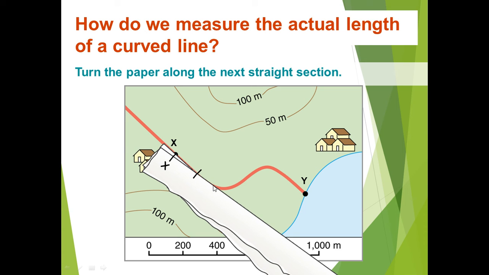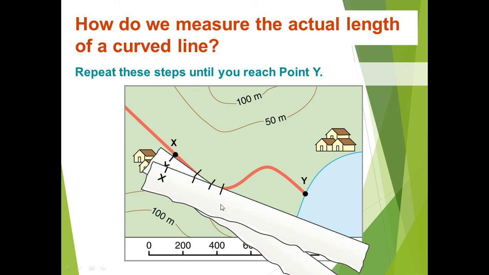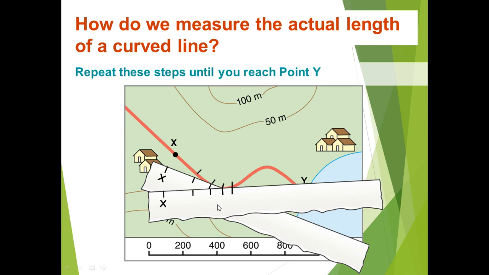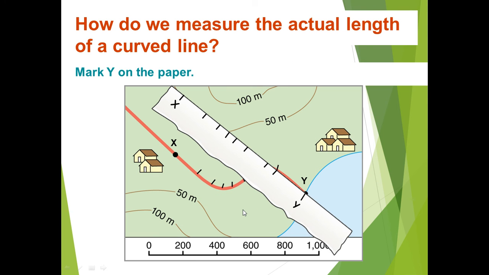Also mark a label here just like this, and then follow the path and adjust your paper strip again just like here. Repeat this procedure: follow the path, adjust your paper strip, and mark a label. Like this, like this, like this. Once you get to the endpoint, you can make this curved line into a straight line.